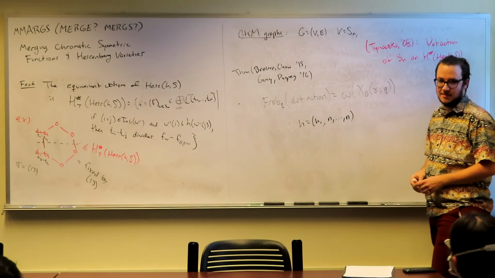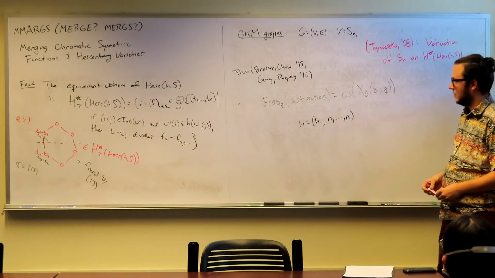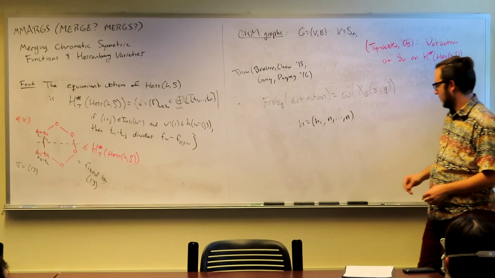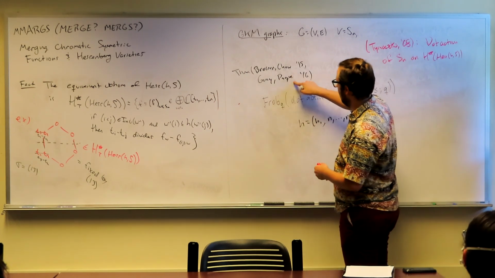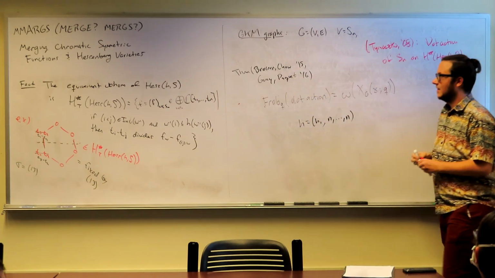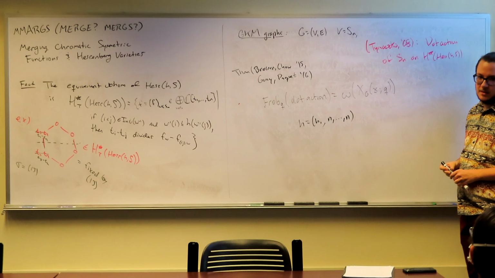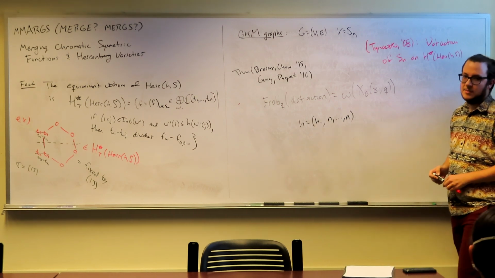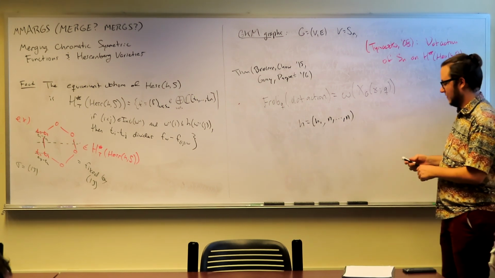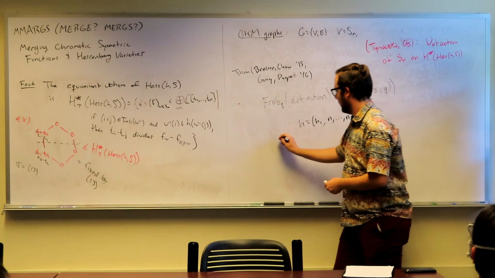Just one small comment. This theorem by Brosnan and Chow and Guay-Paquet was the Shareshian-Wachs conjecture. The other one is the generalized Stanley. Yes, so this one is the one that was called the Shareshian-Wachs conjecture, just to clarify the conjecture names.